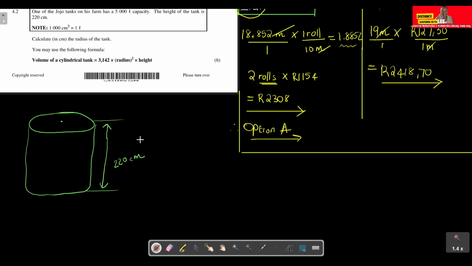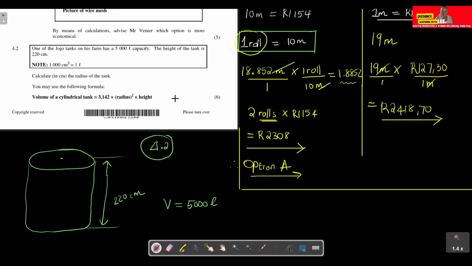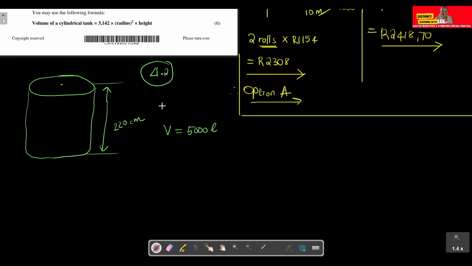220 centimeters. Okay, and we are told that it has a capacity of 5,000 liters. Okay, so that means that we are already given what the volume is, how much water this Jojo tank can hold, and it can hold 5,000 liters of water. Okay, so now you may use the following formula to basically calculate the radius of the Jojo tank. Okay, so here we're given the height, we're given the volume.